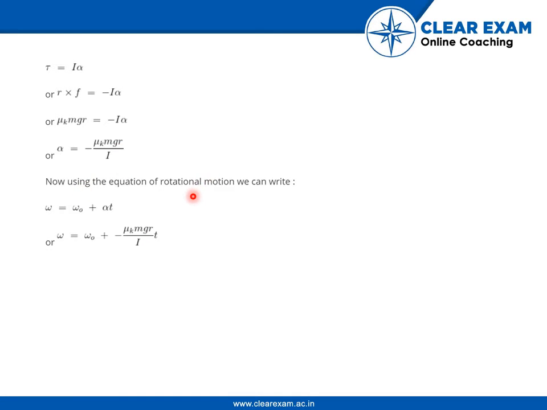Now using the equation of rotational motion, we can write omega equals omega naught plus alpha t, that is omega equals omega naught plus minus mu k m g r divided by I into t. We put the value of alpha here. So the condition for rolling is v equals omega r. So we can write this, putting the value of omega here.